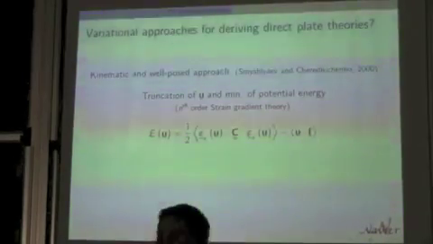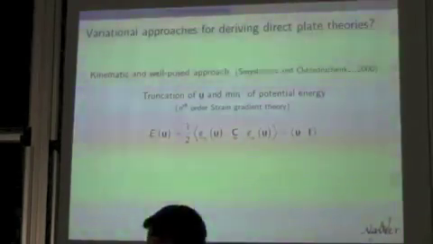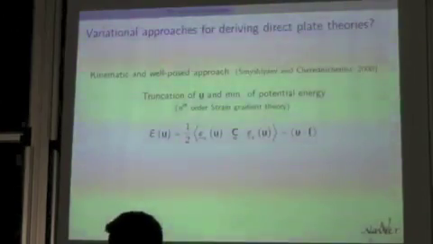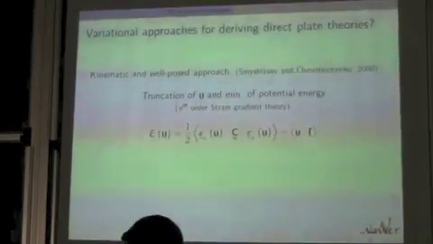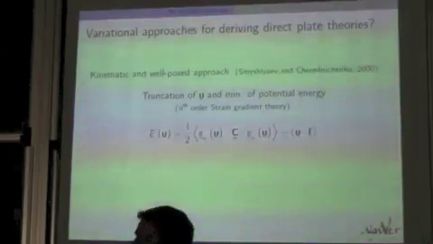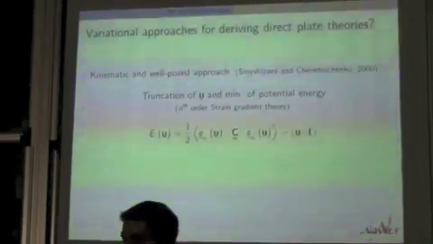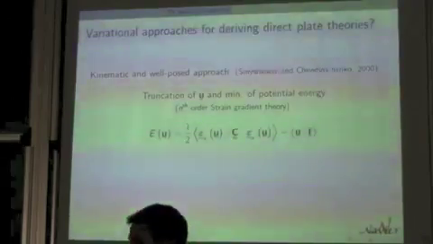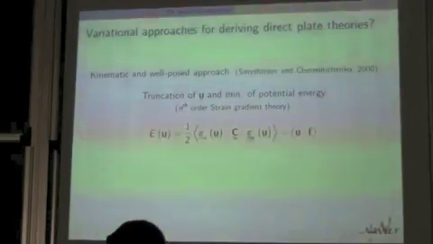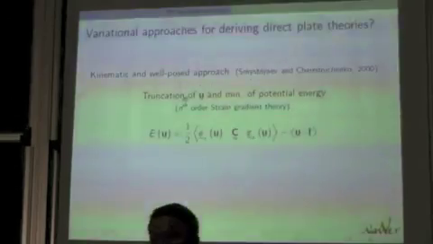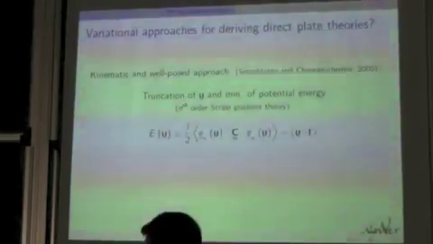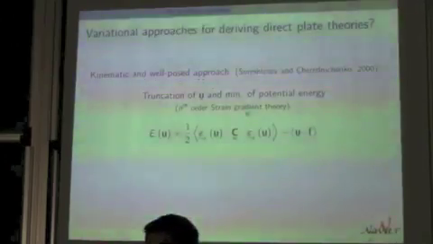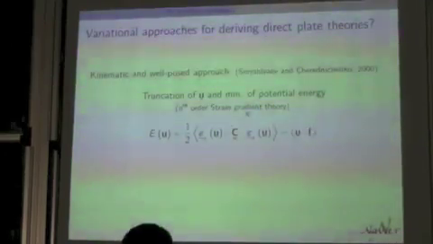I will just show the limitation of a very well-posed approach, which is what was suggested by Smyshev and Cheredichenko in 2000. And it's well-posed, meaning that you have a well-posed problem in the end, because you have the sign paradox we talked about. If you're not careful, you will have the sign paradox, and a problem with that. So they suggest just performing a truncation of the displacement field, and computing the potential energy, and you have a plate model. Okay, let's do that.